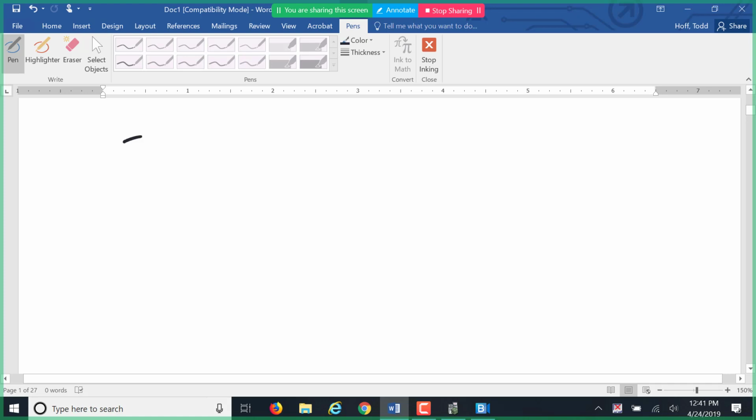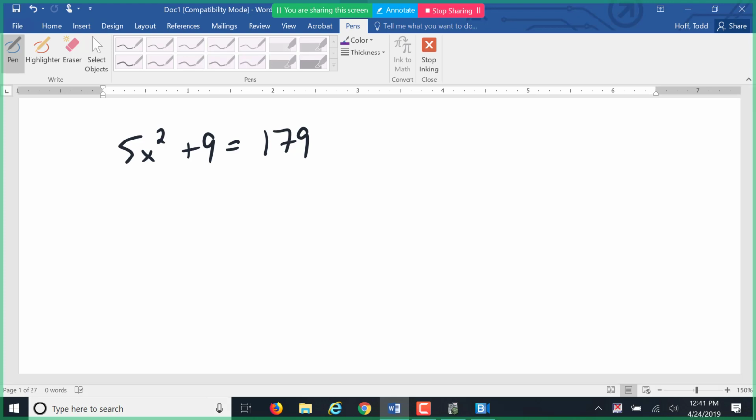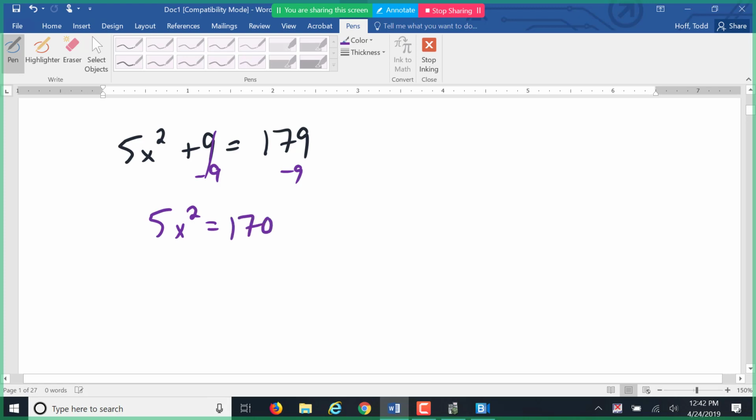We might have 5x squared plus 9 equals 179. So what are we going to do to solve this? Subtract 9. 5x squared equals 170. What are we going to do from there? Perfect. Divide by 5 to get x squared equals 34.